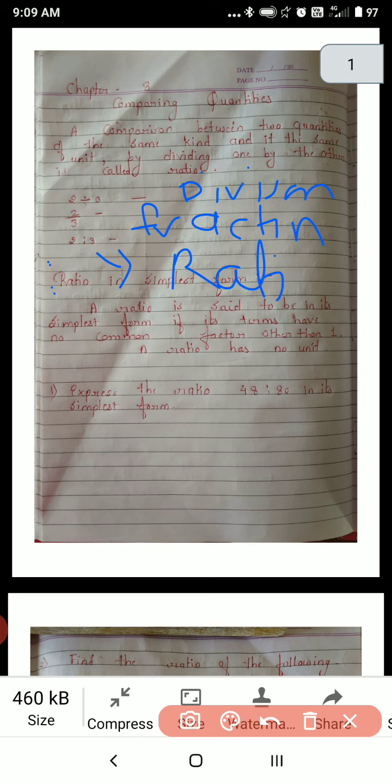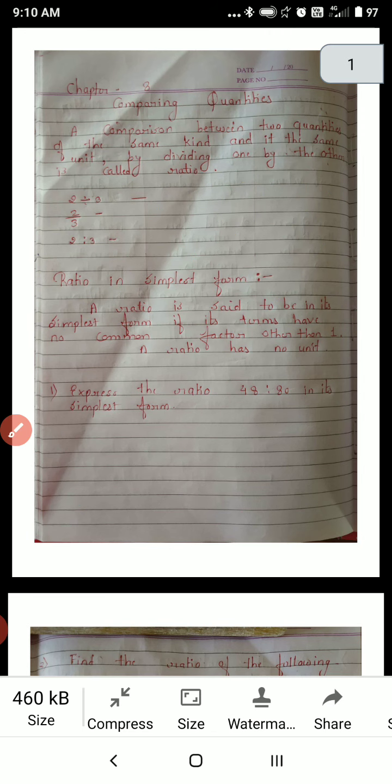And how to read it? 2 ratio 3, or 2 is to 3, just like 3 is to 4. This is how we are going to read the ratio.